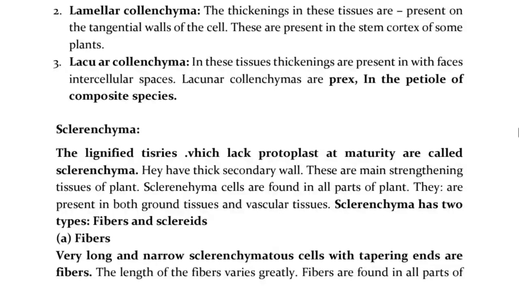Sclerenchyma has two types, fibers and sclereids. A. Fibers are very long and narrow. Sclerenchymatous cells with tapering ends are fibers. The length of the fibers varies greatly.